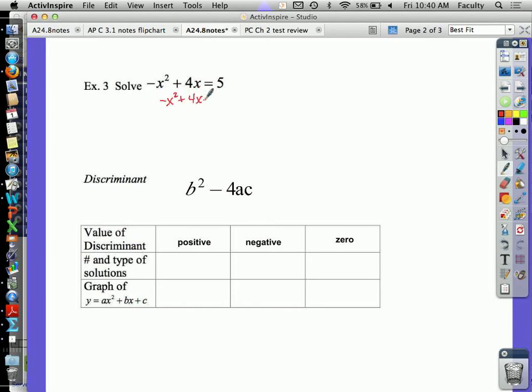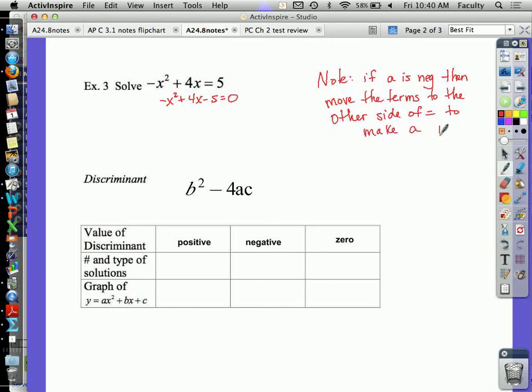So, step 1 says put it in standard form. And I need you to write a note here on this one. Note, if A is negative, then move the terms to the other side to make A positive because we do not want to deal with dividing by a negative, and we can avoid it, okay? So write this note down. When you're doing tonight's homework, which is 4.8 on your blue assignment sheet, if A is negative, you just bring everything to the other side. So this becomes 0 equals x squared minus 4x plus 5, like this, okay?